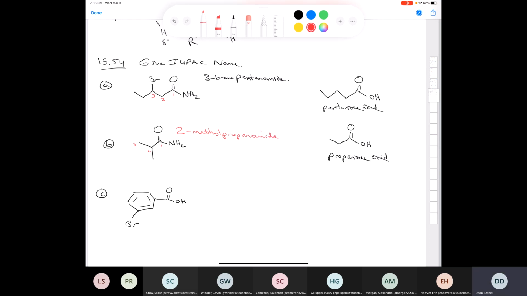Okay. And the last one is a benzoic acid. Shoot, did I put a benzoic acid there when I meant to put an amide? Different chapter, isn't it? Sorry about that. Okay, I had carboxylic acids on the brain, I guess.